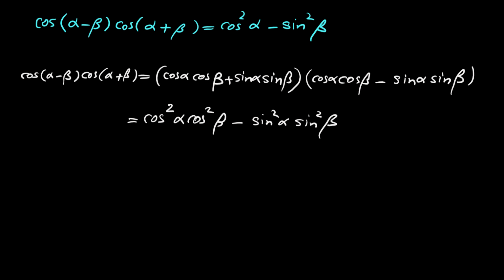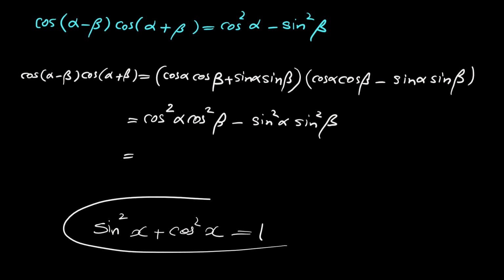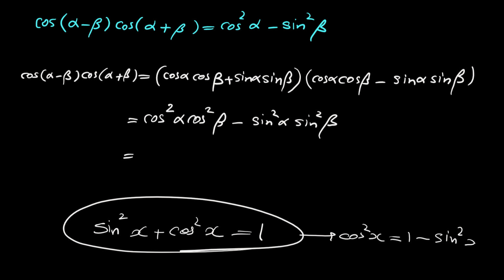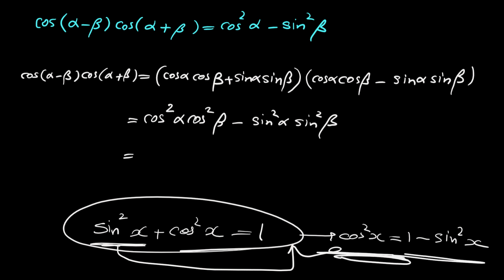So here, let's try using one of the Pythagorean identities. Let me remind you of the most important Pythagorean identity: sine to the 2x plus cosine to the 2x is always 1. From this identity, simply move this to the other side, then cosine to the 2 is 1 minus sine to the 2.